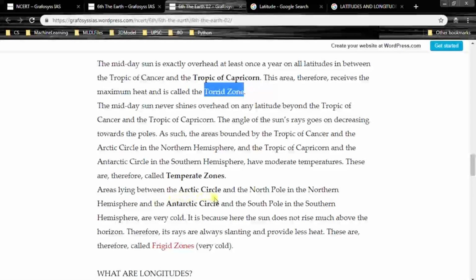Areas lying between the Arctic Circle and the North Pole in the northern hemisphere and the Antarctic Circle and the South Pole in the southern hemisphere are very cold. It is because here the sun does not rise much above the horizon. Therefore its rays are always slanting and provide less heat. These are therefore called frigid zones. Frigid zones in the sense it's very cold.